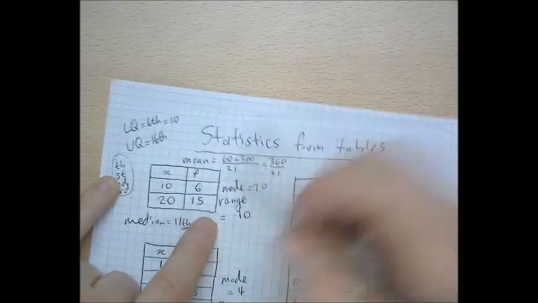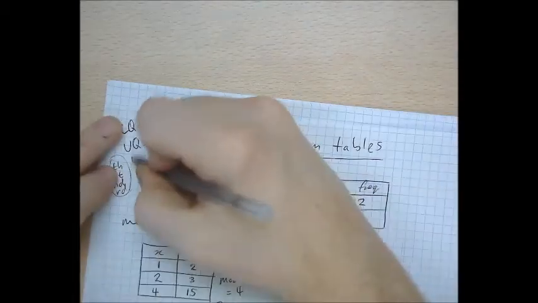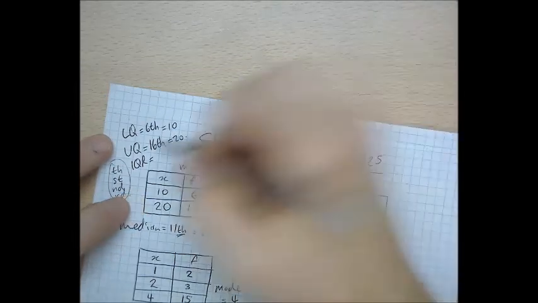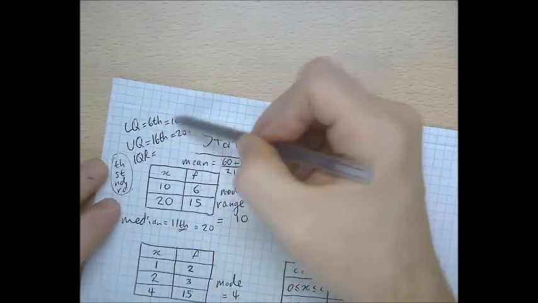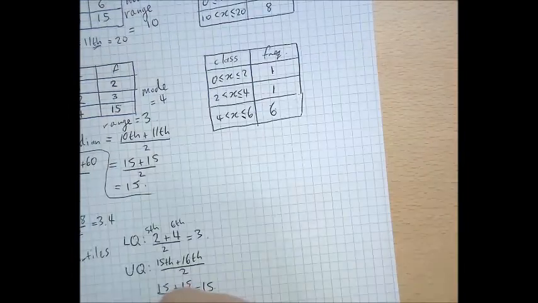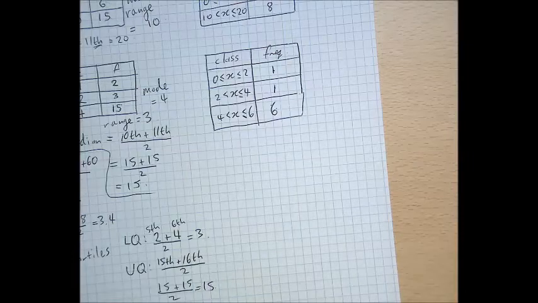Go and find it. The 16th number is a 20. Finally, the interquartile range just comes from taking the upper quartile and subtracting the lower quartile. So the interquartile range is that minus that, which is 10. Down here, upper quartile was 15, lower quartile was 12. So the interquartile range is 12.